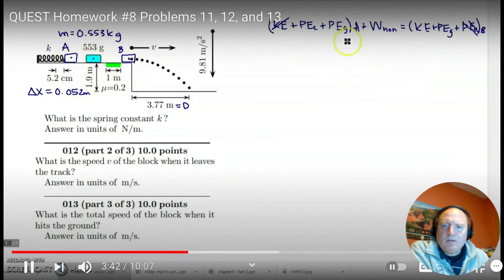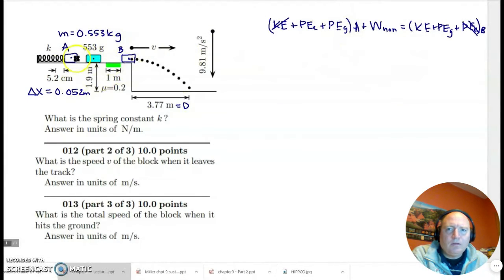Notice that the gravitational potential energy at points A and point B are the same. And because they're the same, whether it's 10 or 5 or whatever it is, it's on both sides. It's added to both sides. So I can actually get rid of that as well. And so what I end up with is a much cleaner expression for conservation of energy.